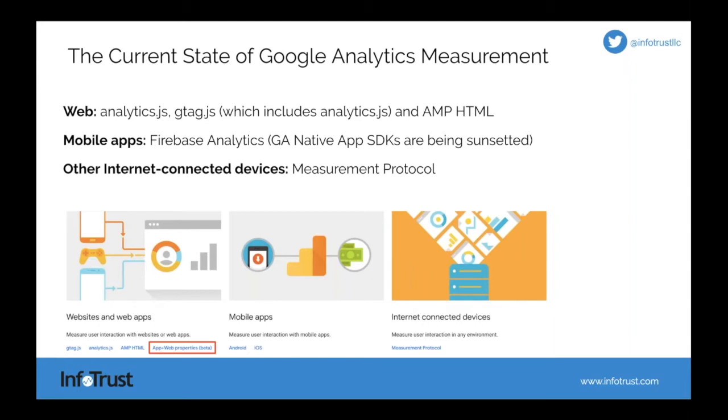For mobile apps, we mentioned the GA native app SDKs are being sunsetted, so that's for iOS and for Android. Now everything is Firebase Analytics. And then for any other type of internet connected device, you can use the measurement protocol, which essentially allows you to send out HTTP requests to a GA property. So there are a lot of different libraries that can be used for tracking. I highlighted down at the very bottom in red the App Plus Web Properties beta and kind of where that fits in. It actually is going to essentially mesh both of those worlds. So web and mobile apps, they now can be combined into what are called App Plus Web Properties.